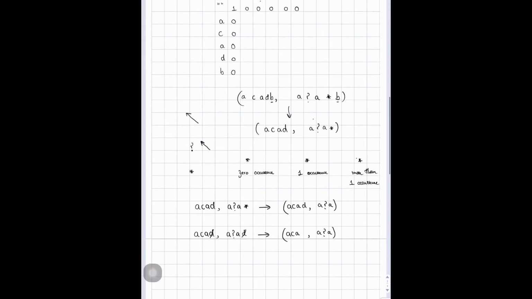The third is if more than 1 occurrence is there. So A, C, A, D star could translate to A, C, A, D, comma, A question, A, D and star. It translated to 1 and more than 1 occurrences of D. In that case also we can remove the last two, because these two will match. So what we are left with is ACA and A question mark A star.